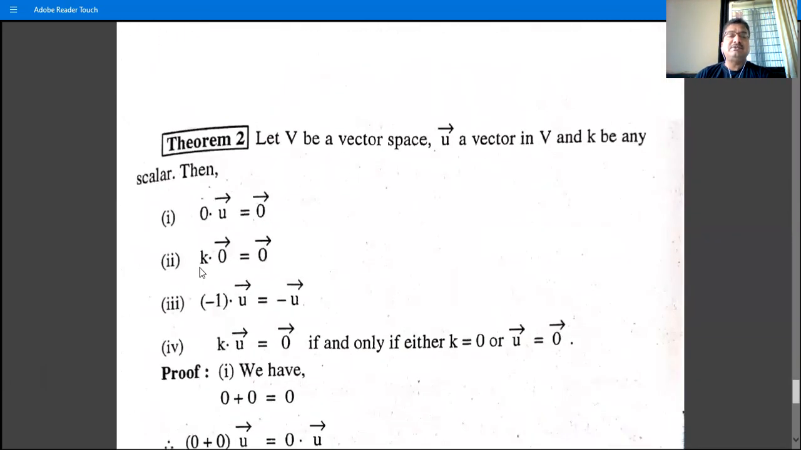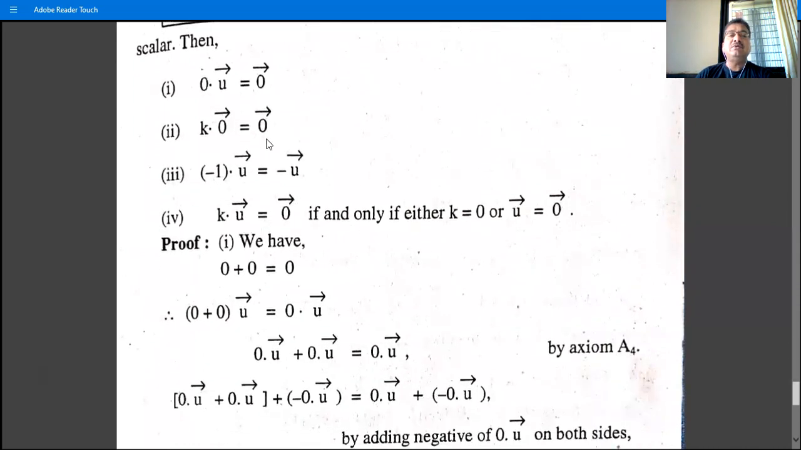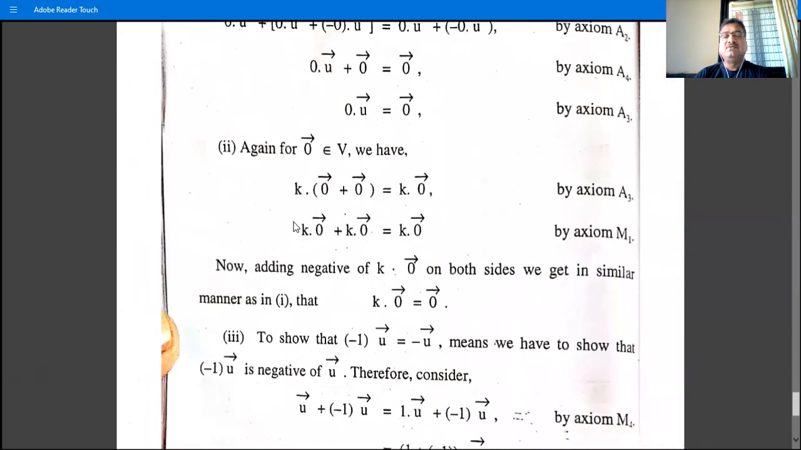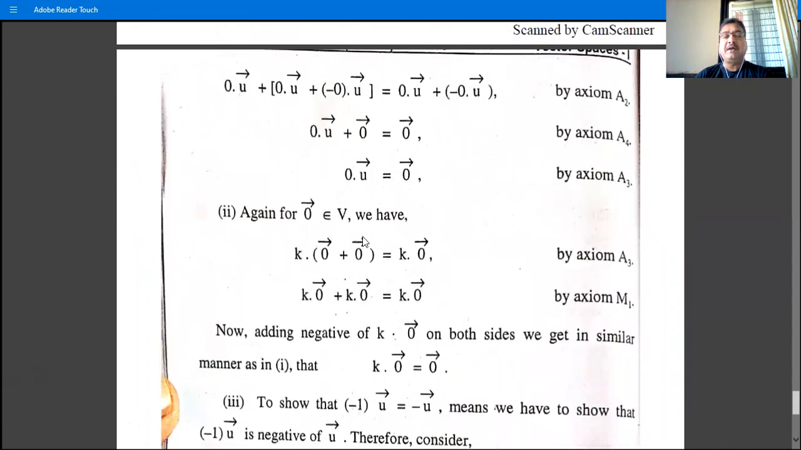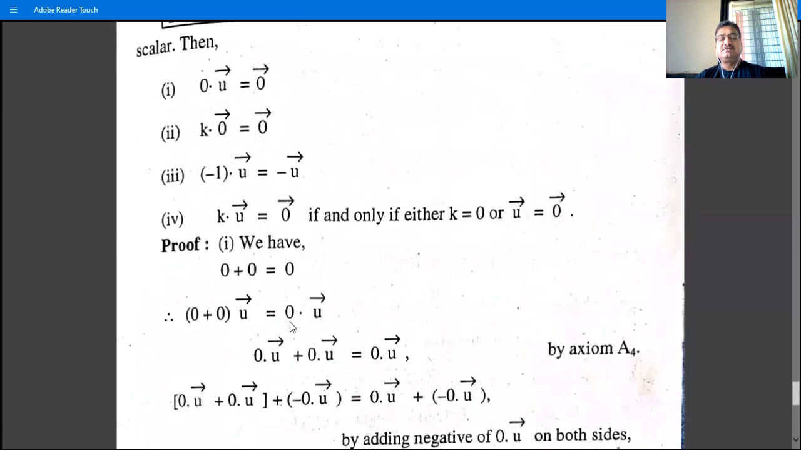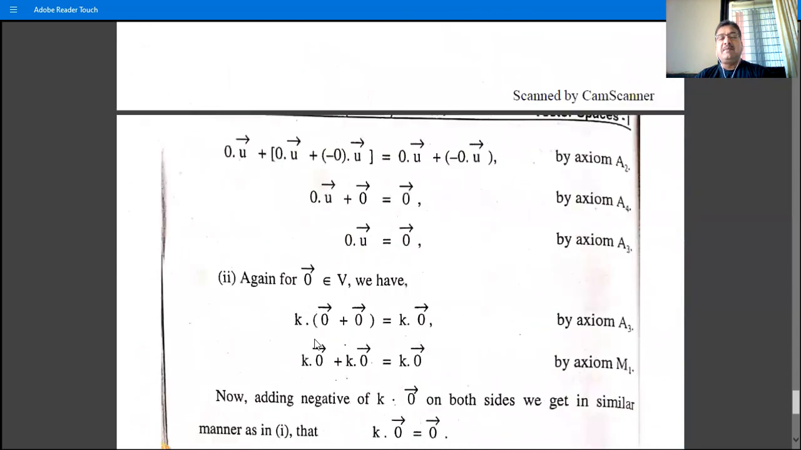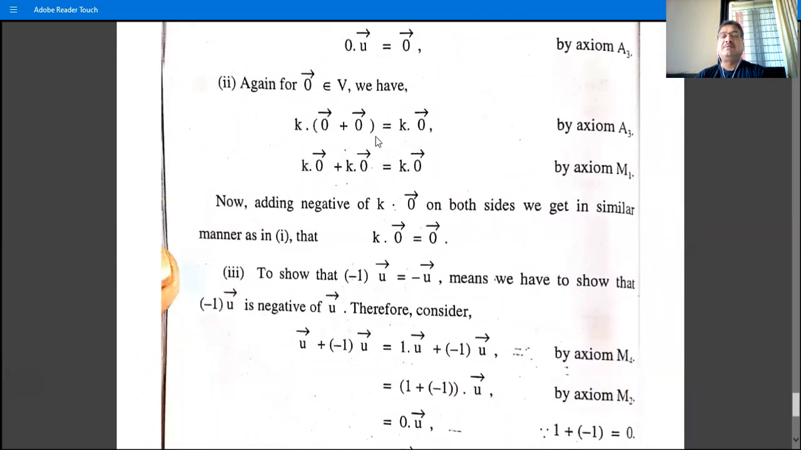A similar proof holds for k·0̅ equals 0̅, where k is a scalar. So we have 0̅ plus 0̅ is equal to 0̅. Multiply by k on both sides. Start like this: 0̅ plus 0̅ is equal to 0̅. Then multiply by k on both sides. k(0̅ plus 0̅) is equal to k·0̅ by axiom 3, since 0̅ plus 0̅ is 0̅.